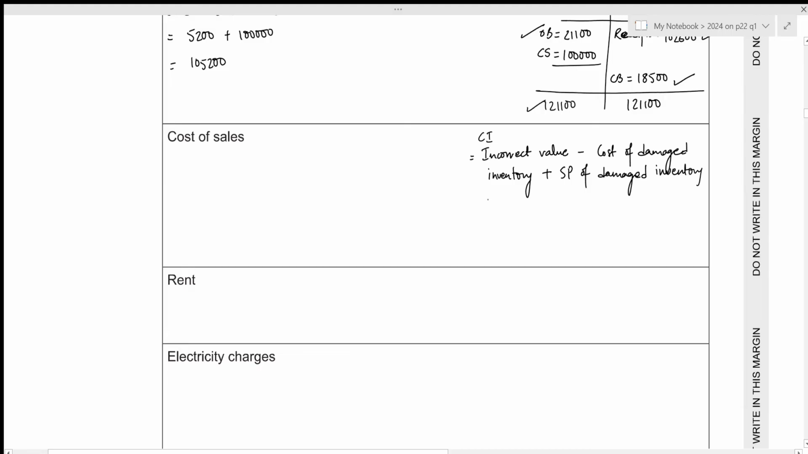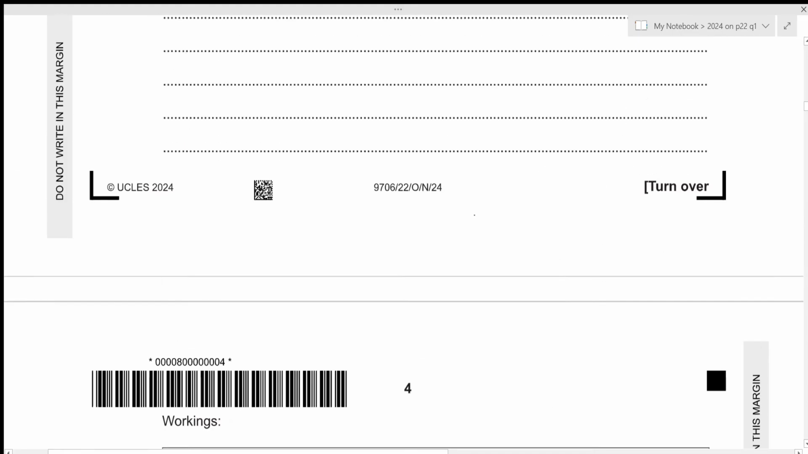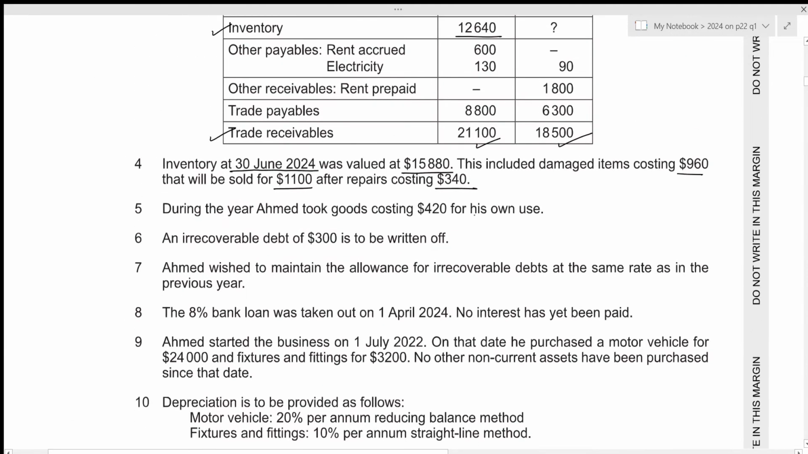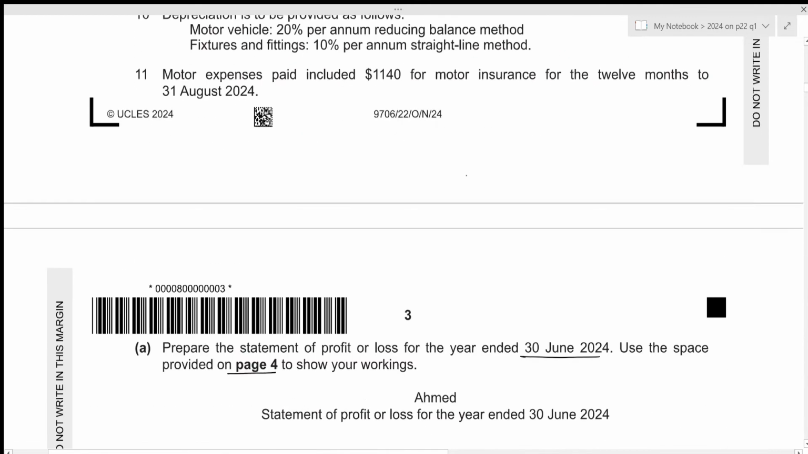And then we need to subtract the repairs cost. Let's do that. So in this case, the incorrect value is 15,880 and the cost of the damaged item is 960. It can be sold for 1100, which means that this will be the selling price of the damaged inventory, and we have the repairs cost of 340. Let's include these amounts.